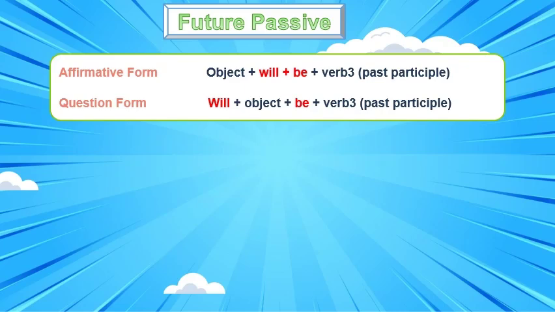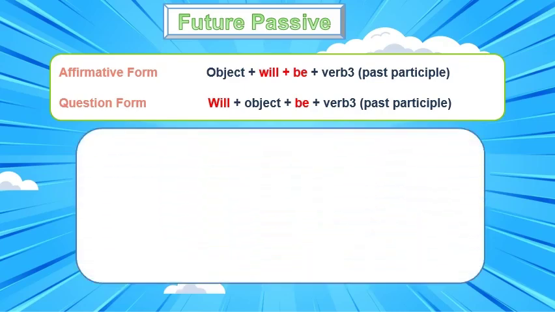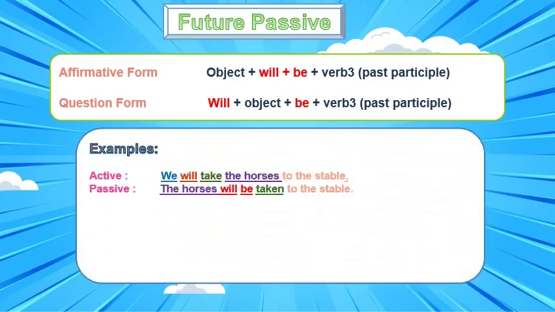Here are some examples. Number one, active. We will take the horses to the stable. Where is the subject and the object? That's right. The horses here is the object, so I will start with it. We have here will, so it will be in the passive, will be, and after that the verb will be in the past participle, and we will change it to who? We want to change it because here we isn't the object. The stable is the object.